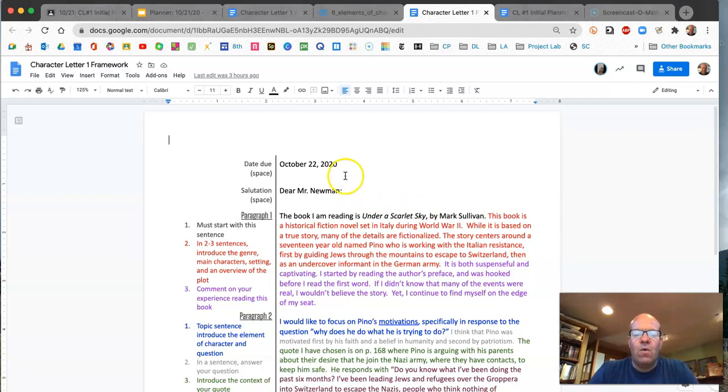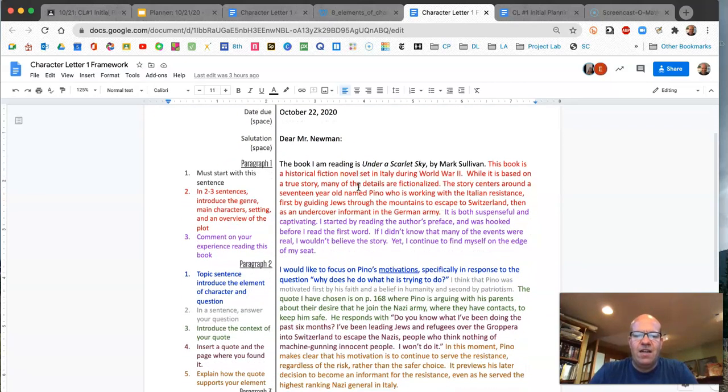Your letter is going to start with a date and then a salutation. What you'll see on the left side here is this is color-coded. These are the requirements of your letter, and we're going to build towards this. So by the time you start writing next Monday, you will have planned everything you need to say. So we start with the requirements of the letter.